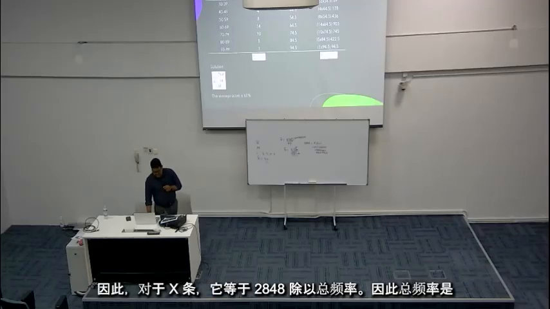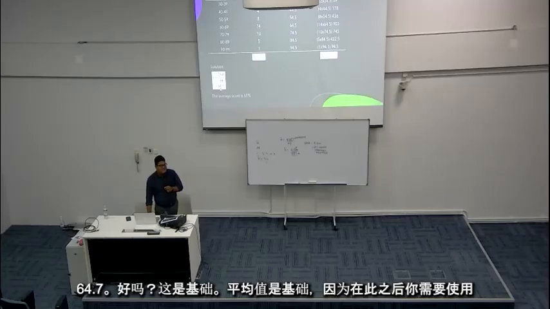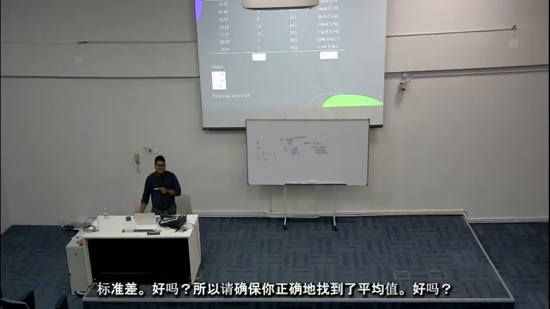Alright, so for the x bar, it is equal to 2848 divided by the total frequency. So the total one is 64.7. Okay? This one is a basic. The mean is the basic because after this you need to use it for the standard deviation. So please make sure you correctly find the value of the mean. Okay?